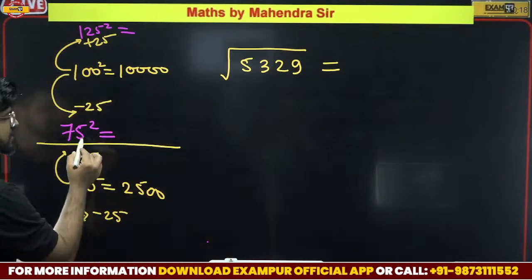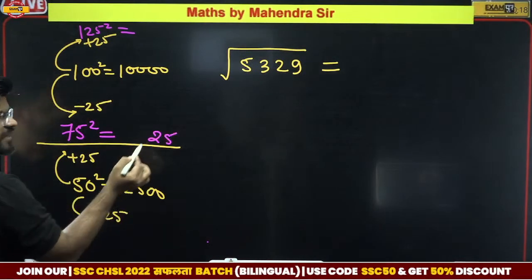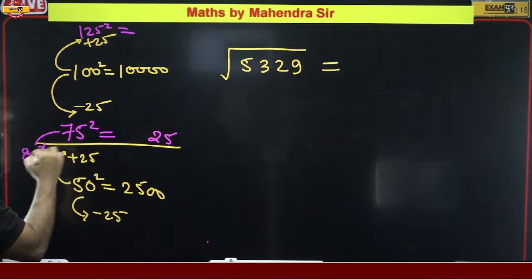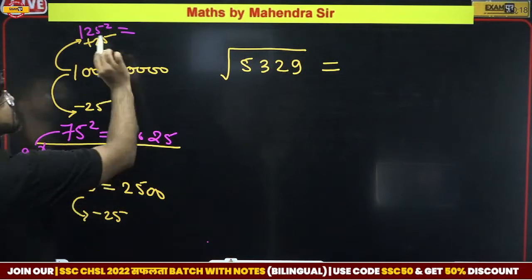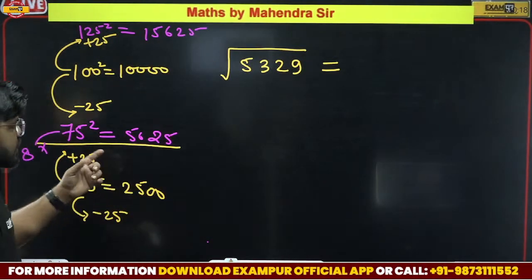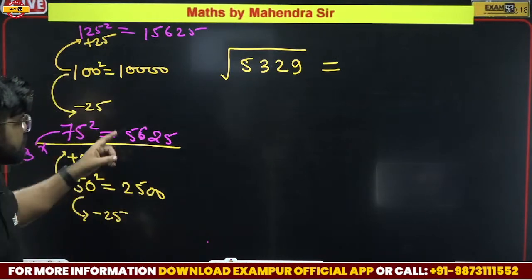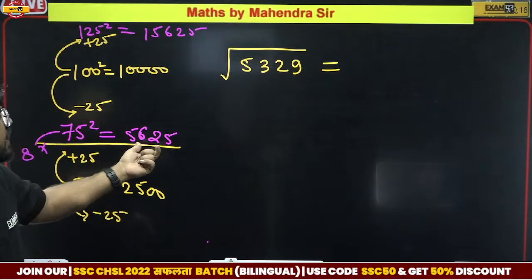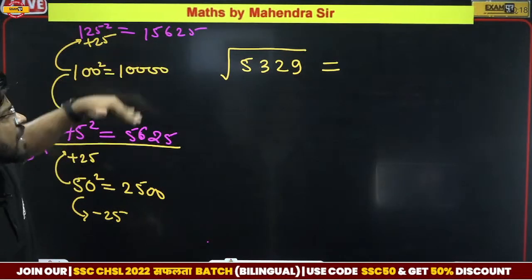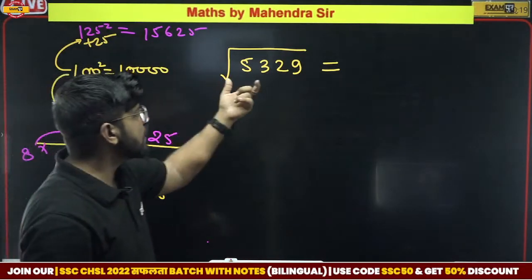So 75 square gives 25 here, and what comes after 7? It will give you 8. So 8 sevens are 56. This is 5625. Also you can see 56.25, 156.25. This is how you can remember these things. So I have to calculate this.